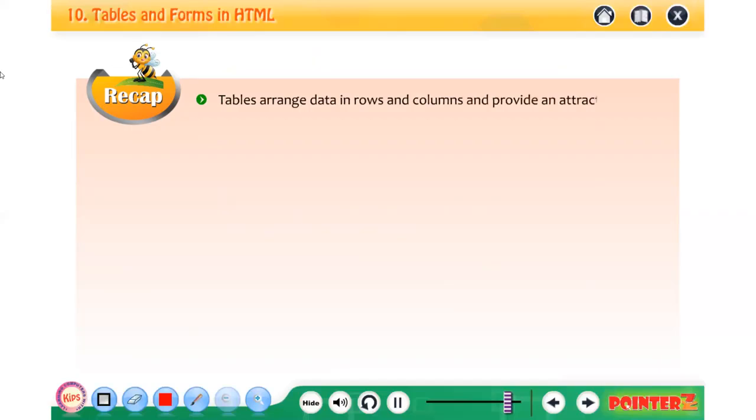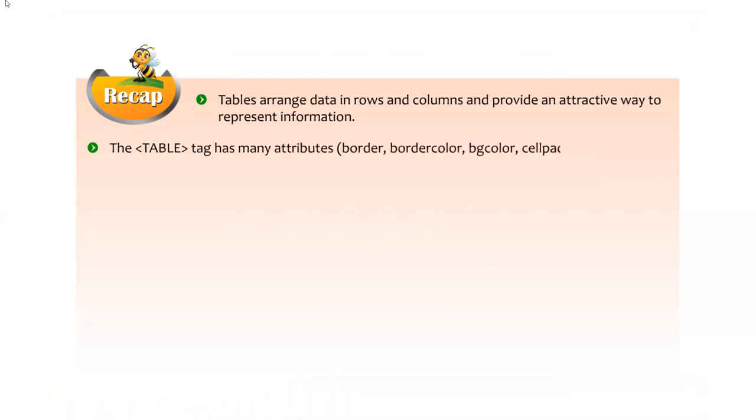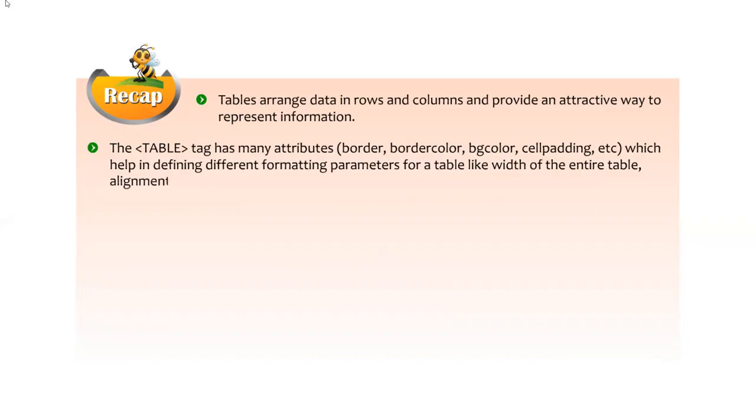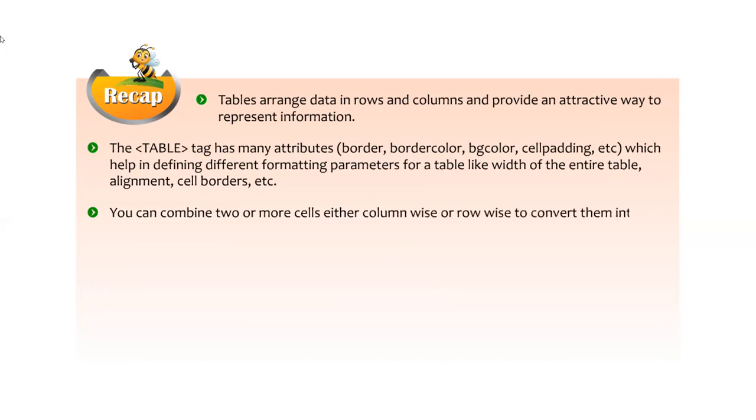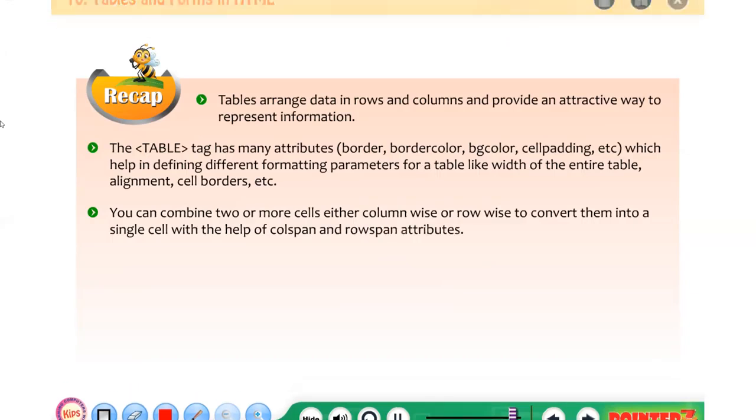Okay students, let us take a recap of this chapter. Tables arrange data in rows and columns and provide an attractive way to represent information. The table tag has many attributes, border color, background color, cell padding, etc., which help in defining different formatting parameters for a table like width of the entire table, alignment, cell borders, etc. You can combine two or more cells either column-wise or row-wise to convert them into a single cell with the help of colspan and rowspan attributes.